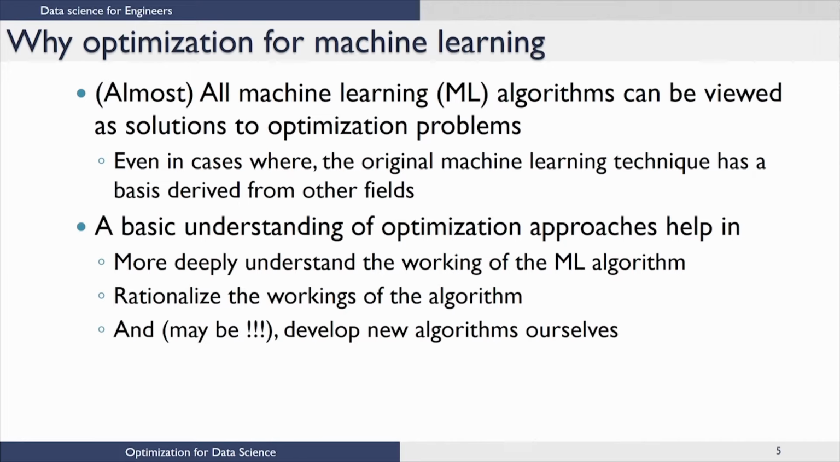So, a basic understanding of optimization will help us more deeply understand the working of machine learning algorithms, will help us rationalize the working. So, if you get a result and you want to interpret it, if you had a very deep understanding of optimization, you will be able to see why you got the result that you got, and at an even higher level of understanding, you might be able to develop new algorithms yourselves.